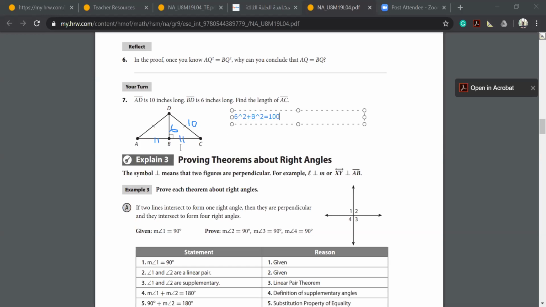After finding B, which is BC, is BC enough for me? No, I have to do the same thing for AB, or just multiply BC by 2 because they are already equal.